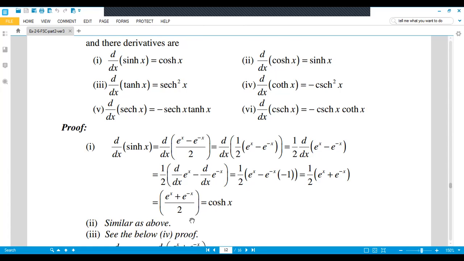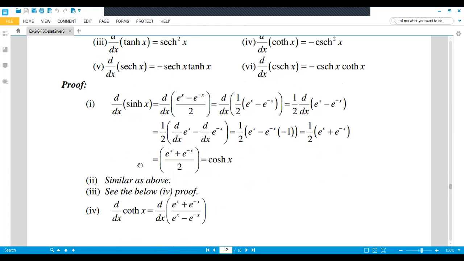So similarly, as above, you do all these proofs. Here the proof is given for cotangent hyperbolic x: how the derivative of cotangent hyperbolic x is equal to minus cosecant hyperbolic square x. So cotangent hyperbolic x, you know that is e power x plus e power minus x divided by e power x minus e power minus x.